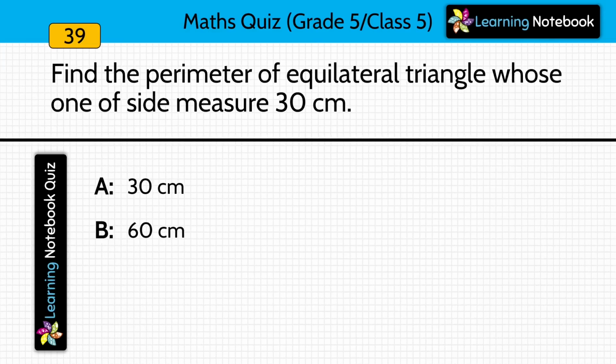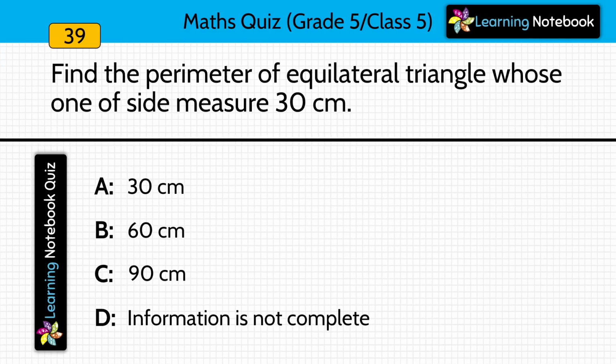Next, find the perimeter of an equilateral triangle whose one side measures 30 centimeters. Do you know what an equilateral triangle is? It is a triangle which has all the sides equal. So if we are given one side which measures 30 centimeters, it means the rest of the two sides also measure 30 centimeters. So the perimeter of the equilateral triangle will be 30 plus 30 plus 30, which equals 90 centimeters.